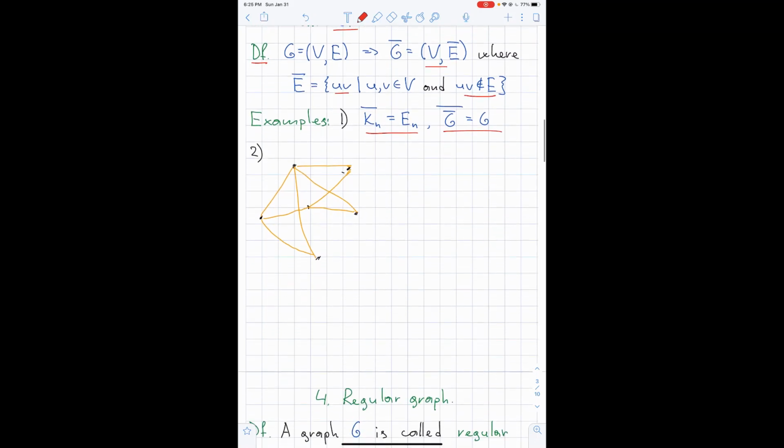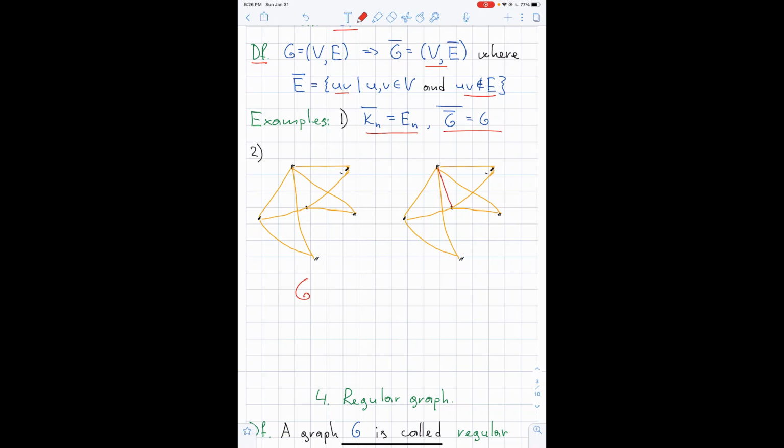So let's consider a concrete example over here. This is the graph G. Now I want to draw the complement. The way I will do it, I will take a copy of this one. Now I will draw the edges that are not there in red. So okay, let's start from this vertex. It's not connected to this, but it's connected to everything else, right?